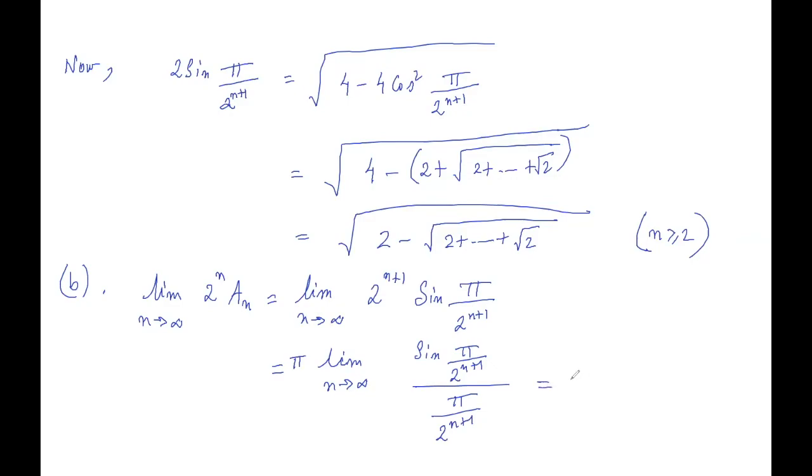And you know that as x tends to 0, this is nothing but sine x by x, and that goes to 1, and you will finally get this to be pi.